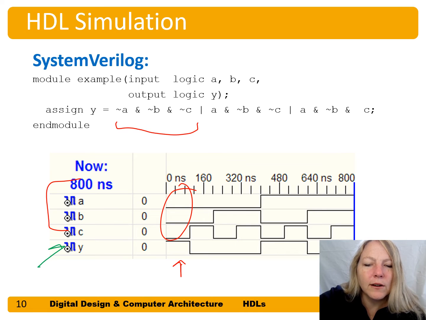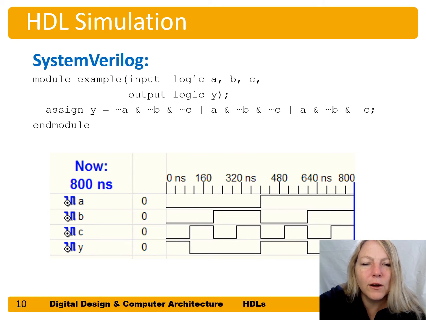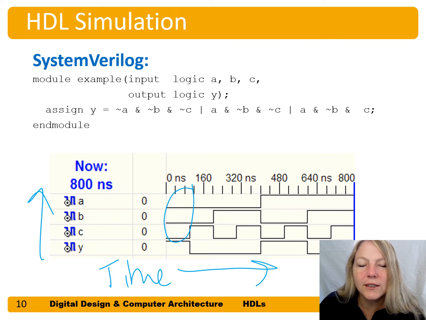When our inputs are 0, 0, 1, we expect our output to be 0 because none of those product terms would force a 1 in that case. And so we can continue onward. Again, time is on the x-axis, increasing to the right, and the values are here in the vertical direction: A, B, C, and the output Y.